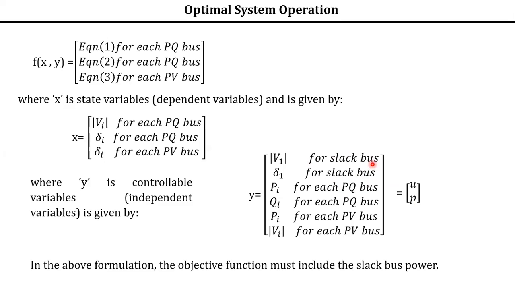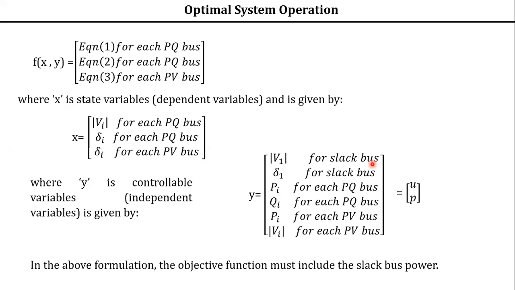Suppose we are not including the slack bus power, what happens? What is the slack bus function? Any additional power required will be supplied by the slack bus, isn't it? If you are not considering the slack bus power, but your objective is to minimize the total operating cost, that means the slack bus cost also, because the slack bus also uses fuel to generate power.